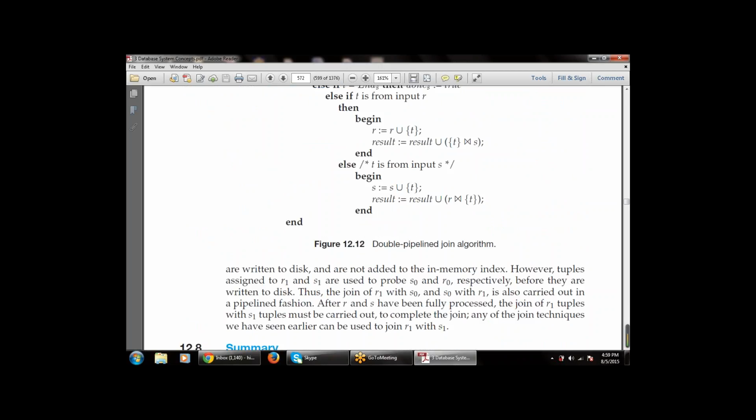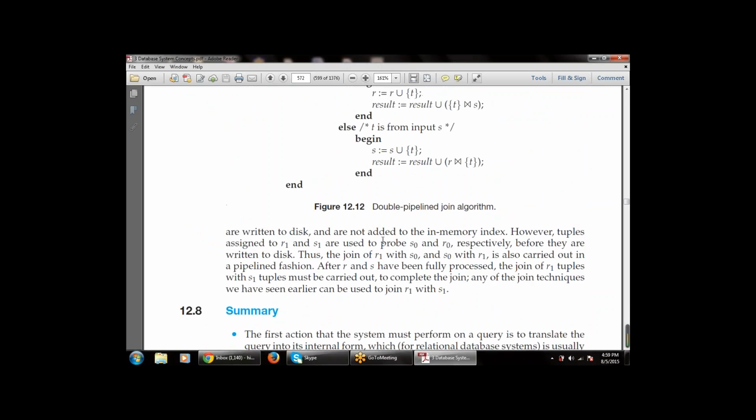This is one of the methods, that is the double pipeline join algorithm. That is how to use the double pipeline join algorithm.